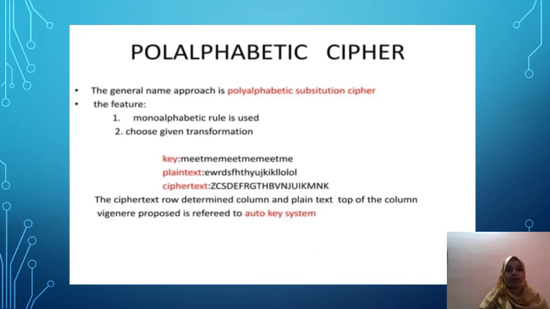Moving ahead to the next topic, polyalphabetic cipher. The general name for this approach is polyalphabetic substitution cipher. It has the following features: a set of related monoalphabetic substitution rules is used, and a key determines which rule is chosen for a given transformation. So we have the key "deceptive" repeated, and the plain text is given, and the ciphertext is given below the plain text. The ciphertext is found by taking the key letter's row and the plain text letter's column. It is proposed to use an autokey system.